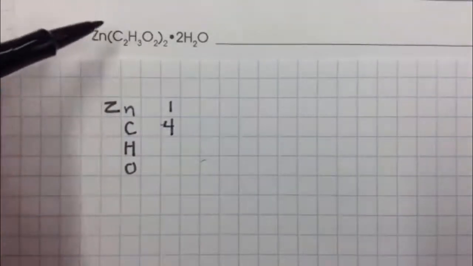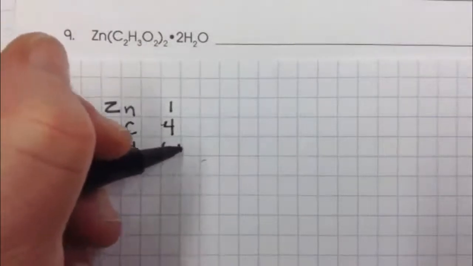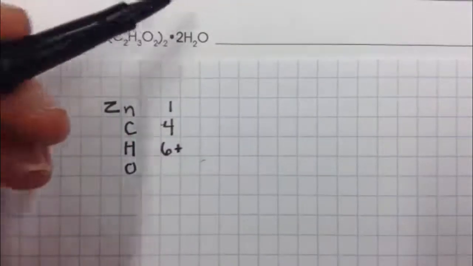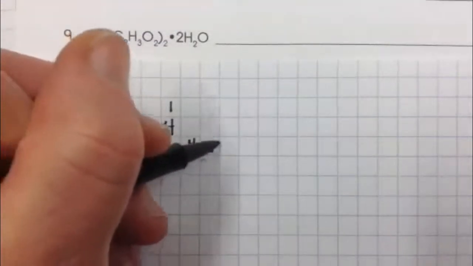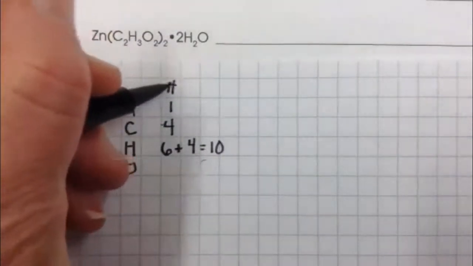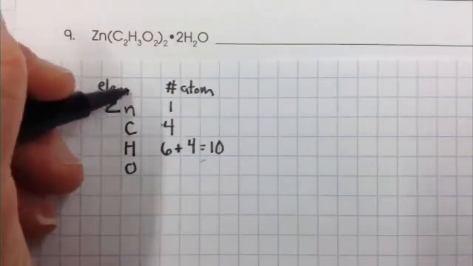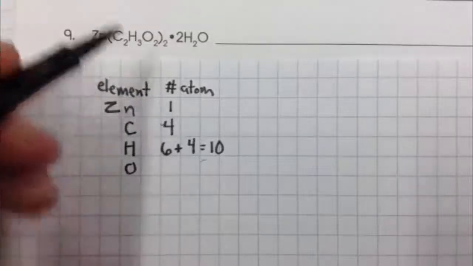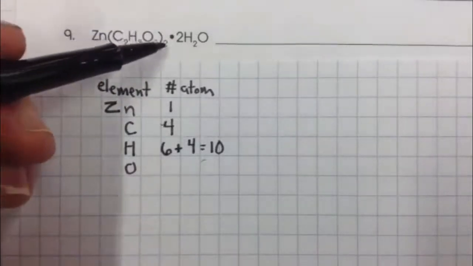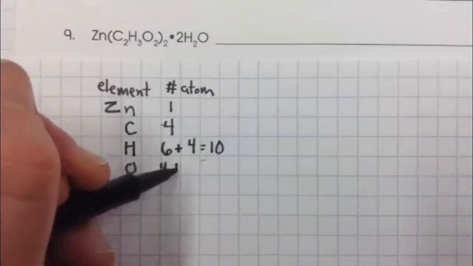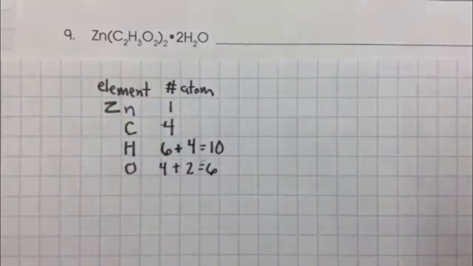Now, hydrogen, we have to be careful. 3 times 2 is 6. I'm going to write the 6. Plus, in our hydrate, our H2O, we have 2 times 2 is 4, for a total of 10 atoms. So we're going to put number of atoms here. We'll put element here. And then we have the last one, oxygen. 2 times 2 is 4, plus 2 times 1 is 2, so that is 6. That's the number of atoms.